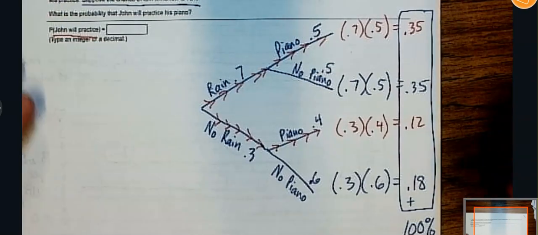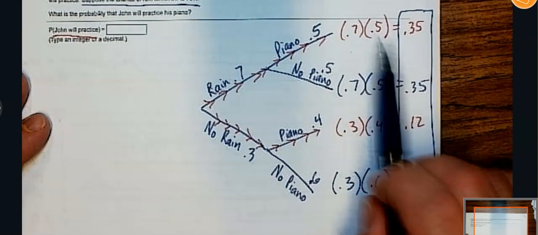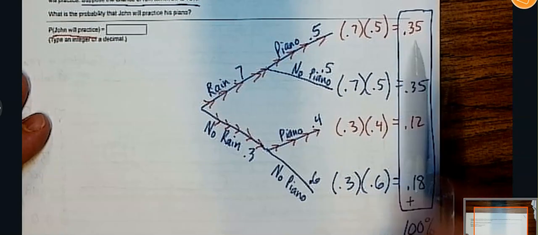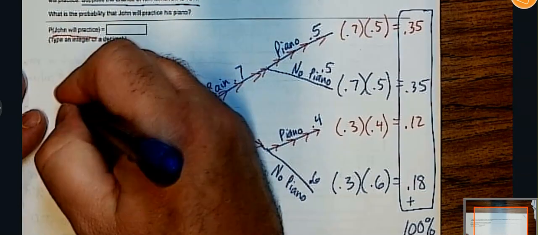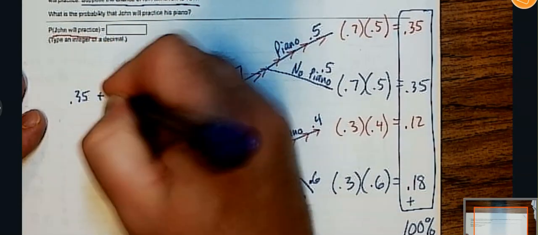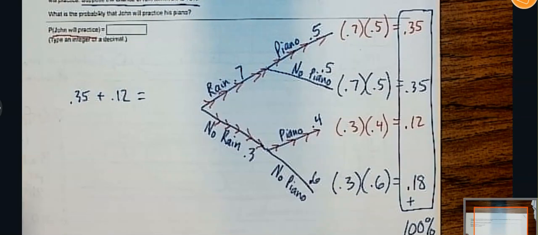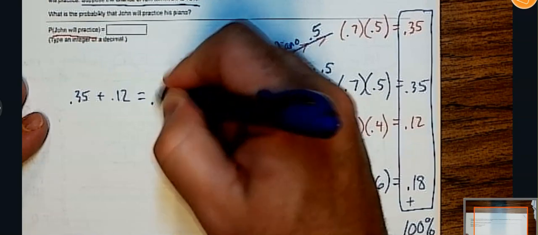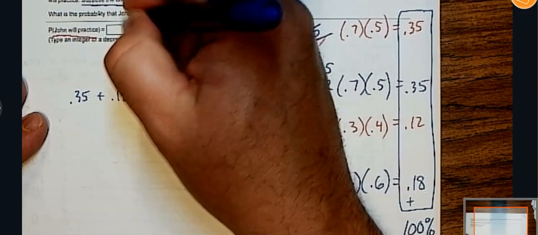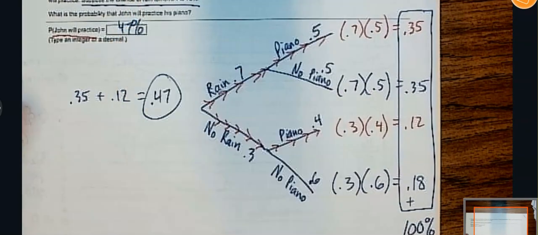Okay, now. We had 35. We had 12. What are we going to do with those two numbers to find the probability that John will practice? We're going to add them. What is the probability that John's going to practice? It is a 47% chance. I don't care if you list it as a percentage or a decimal.